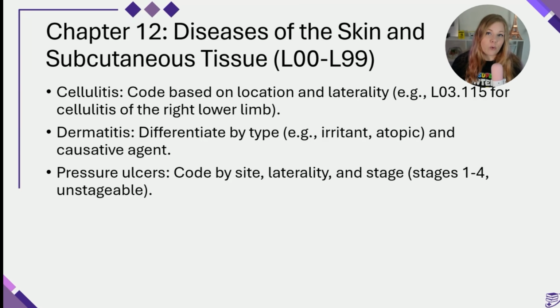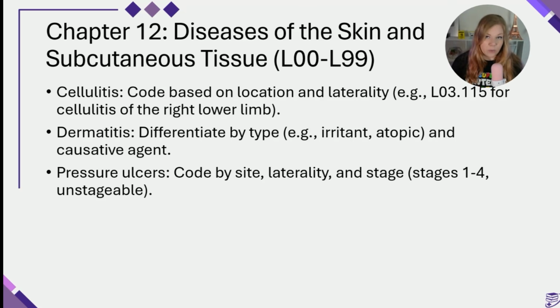These would be them. So for cellulitis, we want to make sure that we have the documentation for the laterality and the location, and that will allow us to select the most specific code. So like L03.115 is cellulitis of the right lower limb. You're going to see that a lot in some of these skin things because a lot of portions where we have skin are like limbs and so forth. So we're going to see a lot of right, left, and staging and severity.